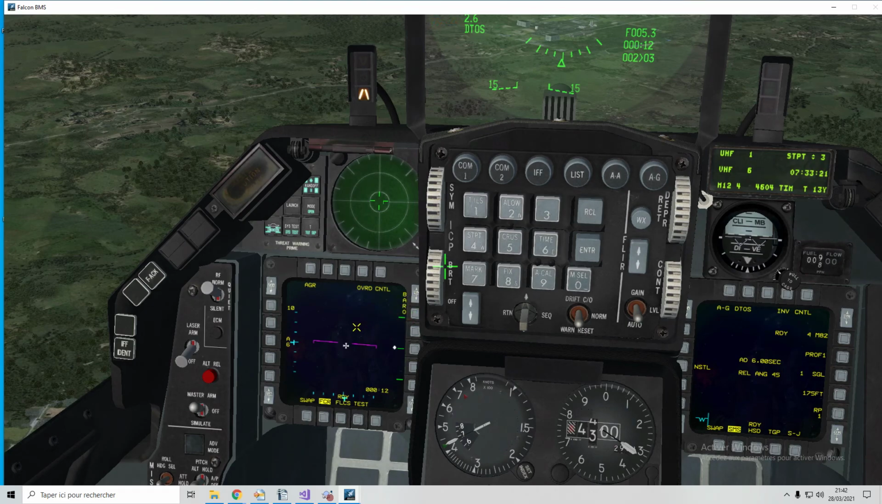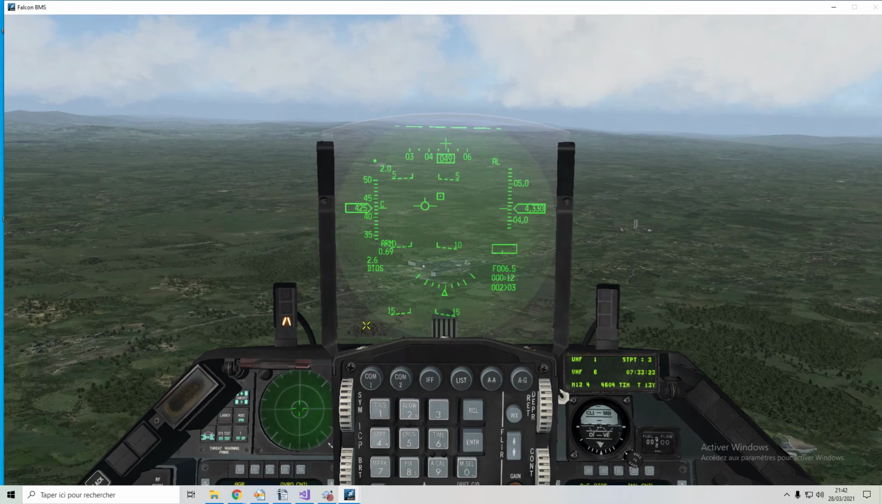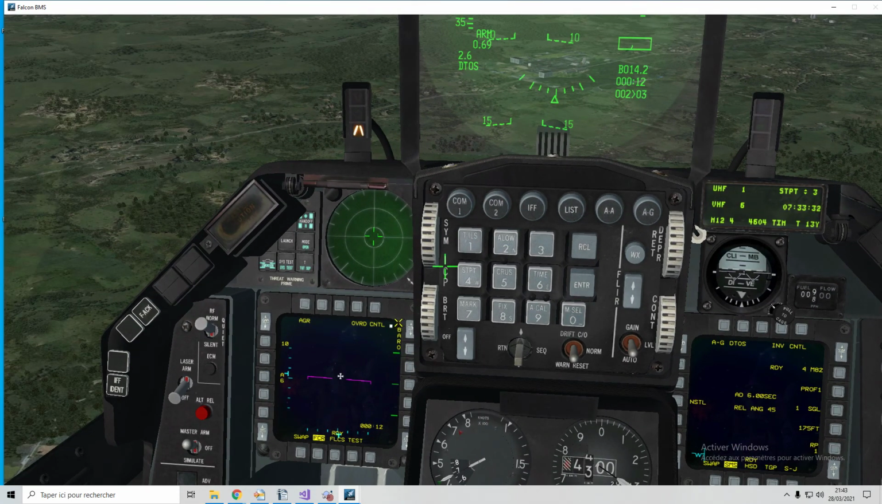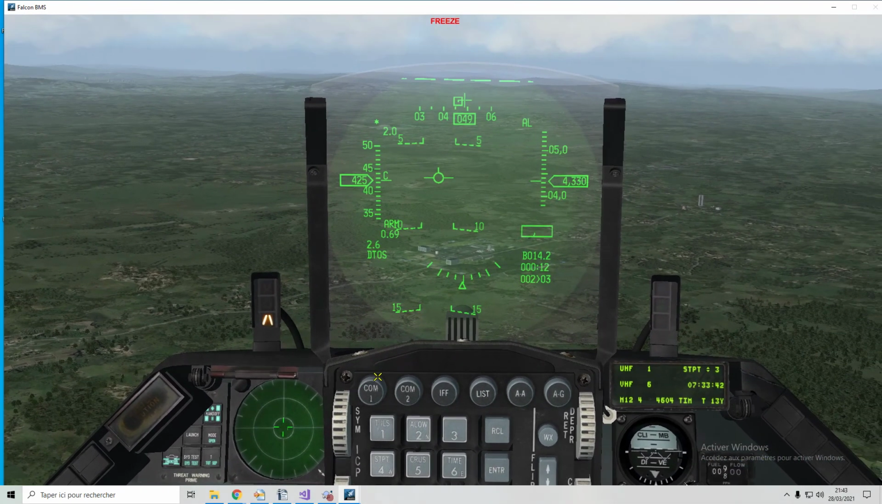So if I move my SPI far away, like that, I am well above 10 miles of slant range, and you can see the AGR is not able to range anymore, and the diamond turned into a square at the top of the scale. In the HUD, the system has switched to barometric because this is the backup sensor used, and it shows 14.2 miles.